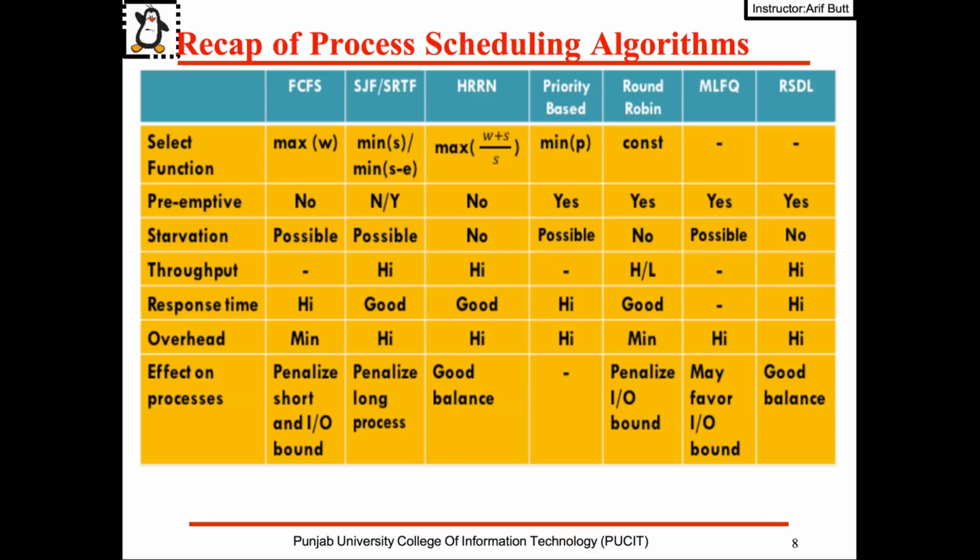Over here, the select function basically describes how a process is selected. The W over here is the time a process has spent waiting in the run queue. E is the time a process has executed so far, and S is the service time, normally known as the burst time of a process. First come first served, SJF, and highest response ratio next are the non-preemptive algorithms, while the remaining are preemptive. The scheduling algorithms used by all modern operating systems are a combination of these standard algorithms.